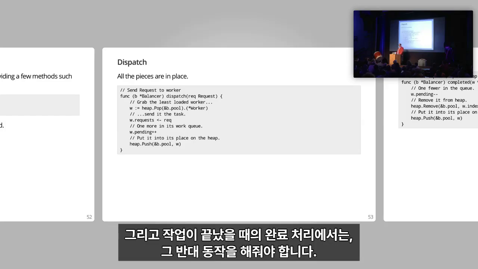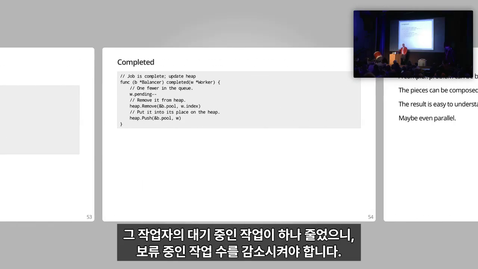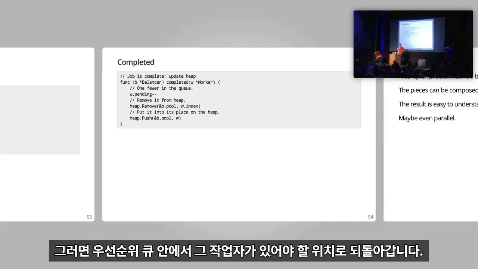And then the completion task, which is when the worker's finished, you've got to do the sort of inverse. There's one fewer guy on this worker's queue, so you decrement his pending count. You pop him from the heap, and you put him back on the heap, and that'll put him back where he belongs in the priority queue.